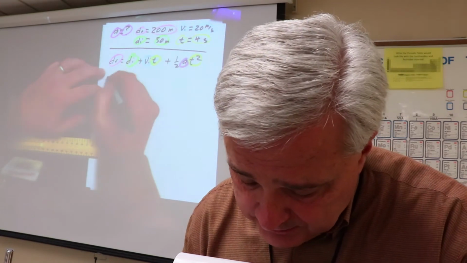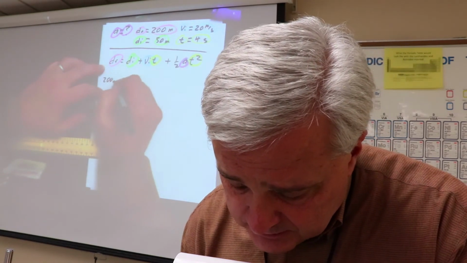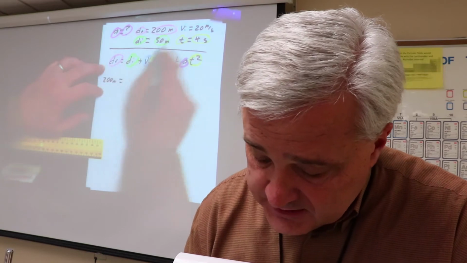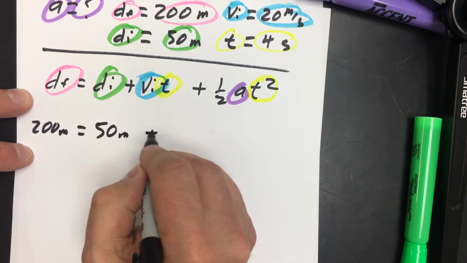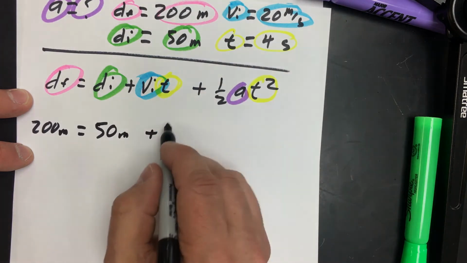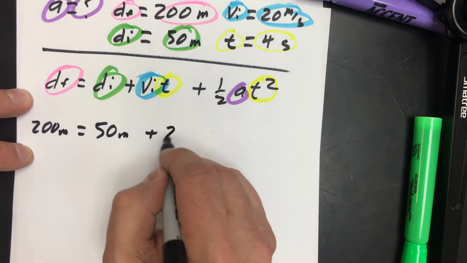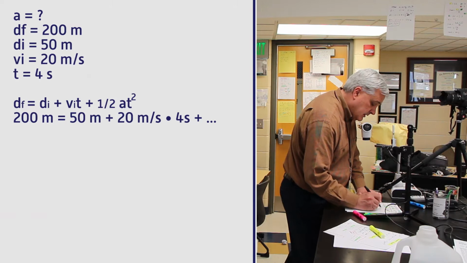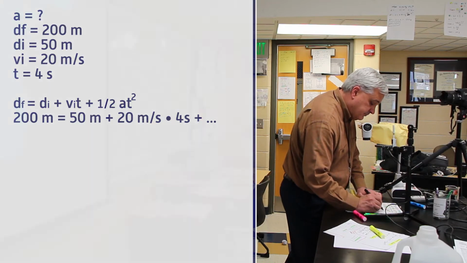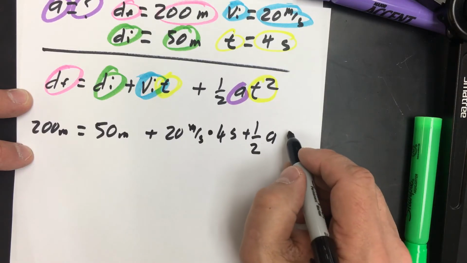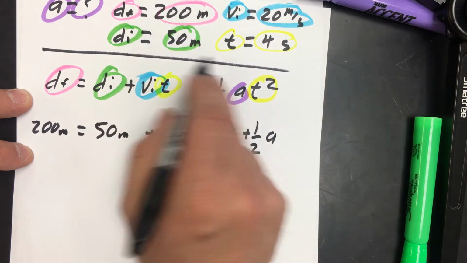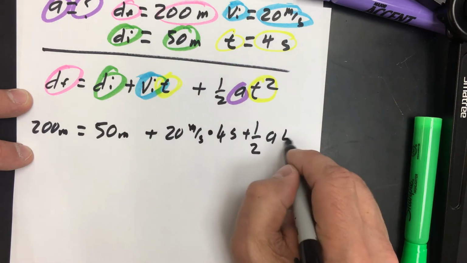So I'm going to take the 200. 200 meters equals di is 50, 50 meters plus Vi is 20 meters per second times 4 seconds plus, then I'm going to have 1/2 a, and then I'm going to have 4 squared.